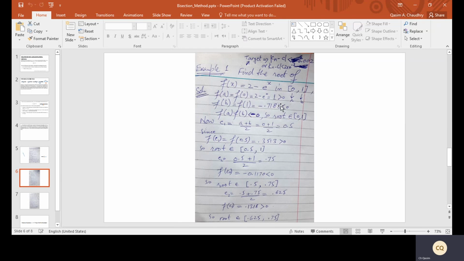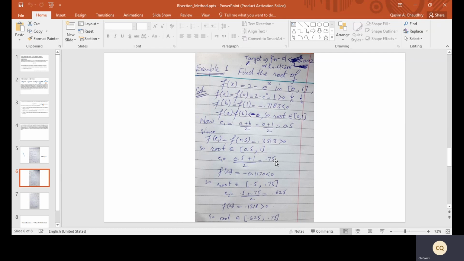So students, now at 0 this is positive, at 1 this is negative, and in the middle value this is positive. So it means the root lies between c and b. So root lies between 0.5 and 1. Similarly, c2 is equal to the half value, once again half of the interval, so 0.75.